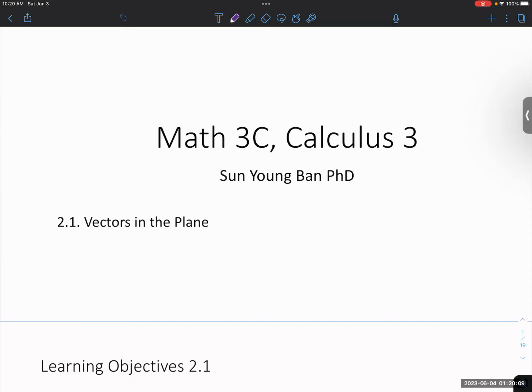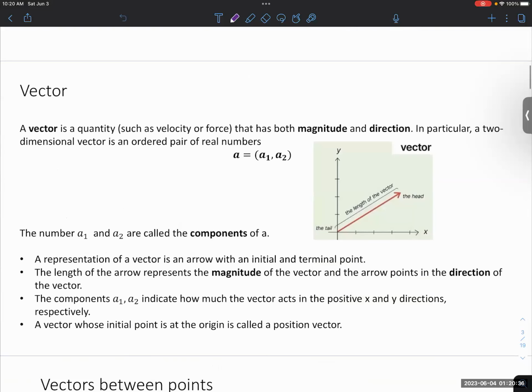In this video, we are going to talk about the new chapter 2, 2.1 vectors in the plane. So I'm going to introduce how to describe a vector, what they mean, and how to perform basic vector operations, and introduce a couple of terminology around vectors so that we can build up the basic concept of three-dimensional space. Okay, so let's take a look at the information about vectors.